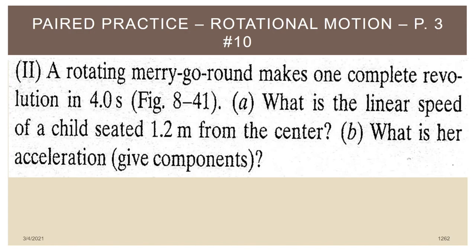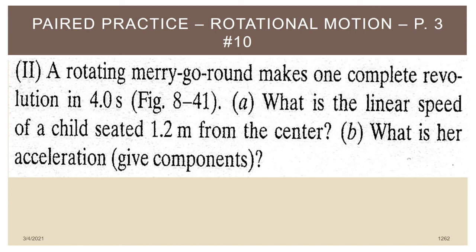This problem here is in the rotational motion packet. It's page 3, number 10. It says a rotating merry-go-round makes one complete revolution in 4.0 seconds. What is the linear speed of a child seated 1.2 meters from the center? And then it says, what is her acceleration? Give components. We'll start with part A first.